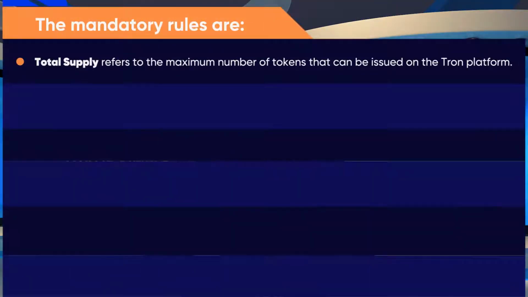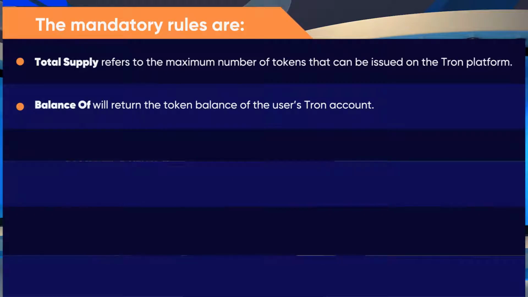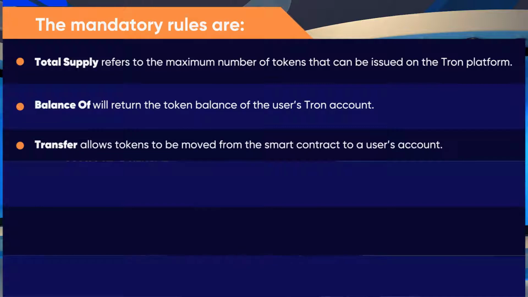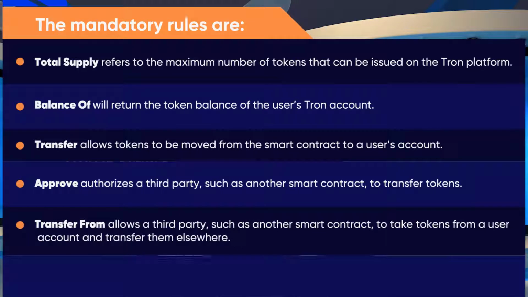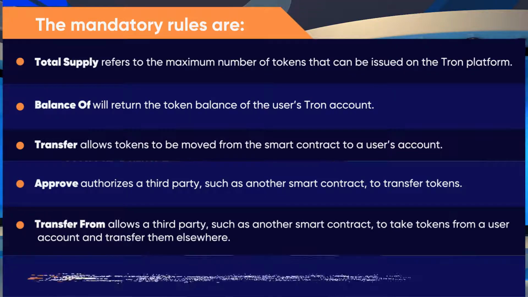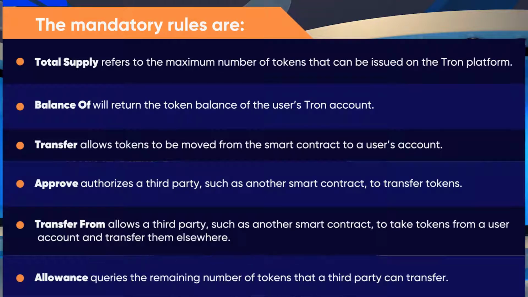Now for the mandatory rules. Total supply refers to the maximum number of tokens that can be issued on the Tron platform. Balance of will return the token balance of the user's Tron account. Transfer allows tokens to be moved from the smart contract to a user's account. Approve authorizes a third party, such as another smart contract, to transfer tokens. Transfer from allows a third party, such as another smart contract, to take tokens from a user account and transfer them elsewhere. Allowance queries the remaining number of tokens that a third party can transfer.